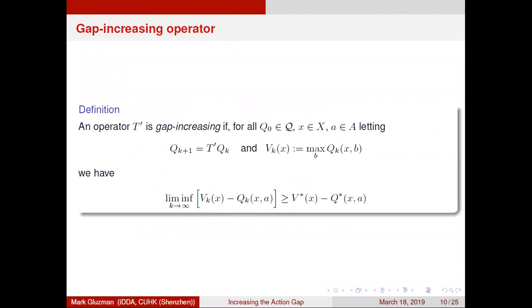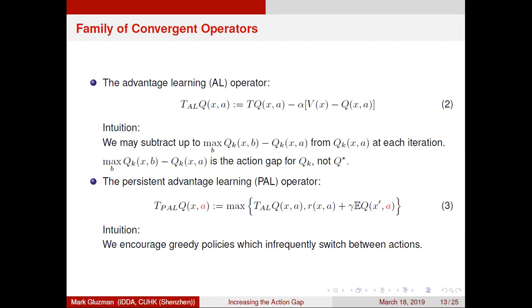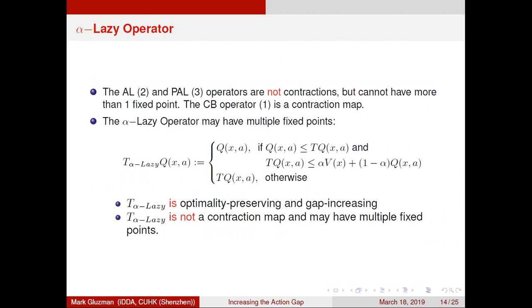So in this case, we don't need to take a limit supremum, we can take just the limit. For the consistent Bellman equation, you have a unique fixed point and you also have a contraction. For the alpha version, you don't have a contraction.